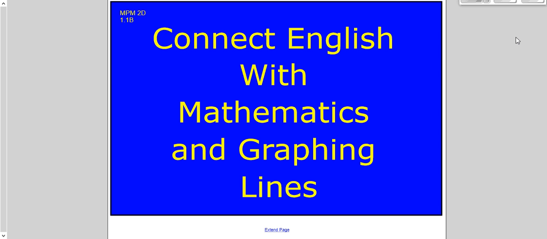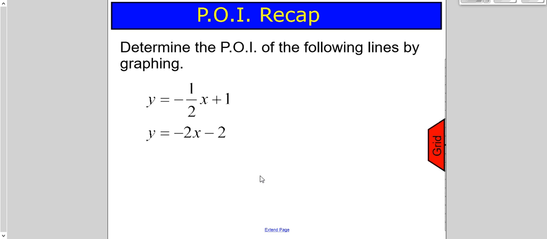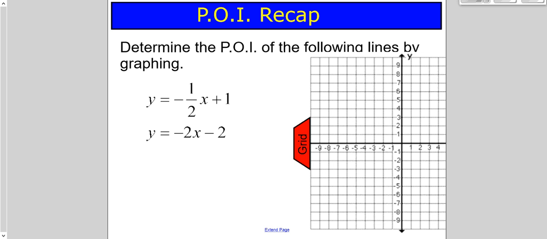All right, so this is just part 2 of connecting English with mathematics and graphing lines. We're going to take a look at a few more points of intersection, but specifically now using some word problems. Okay, so just to recap, we can find our point of intersection by graphing the following lines.